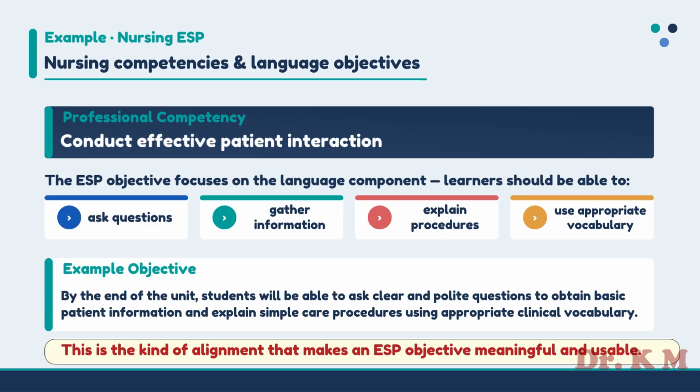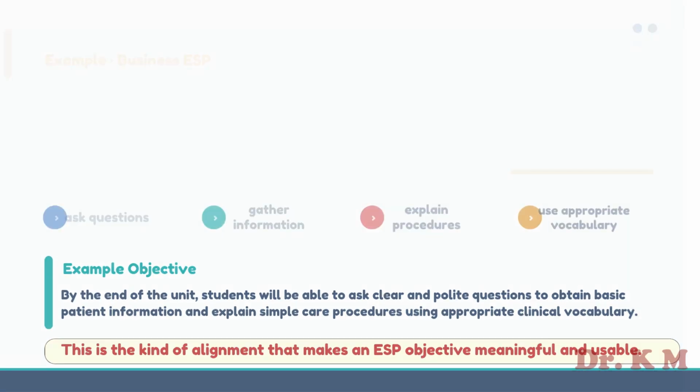For example, by the end of the unit, students will be able to ask clear and polite questions to obtain basic patient information and explain simple care procedures using appropriate clinical vocabulary. This is the kind of alignment that makes an ESP objective meaningful and usable.